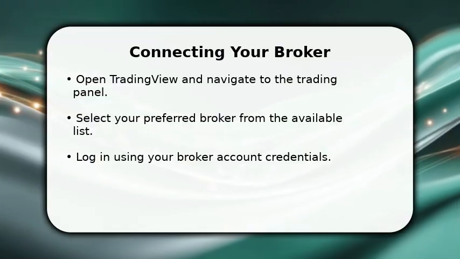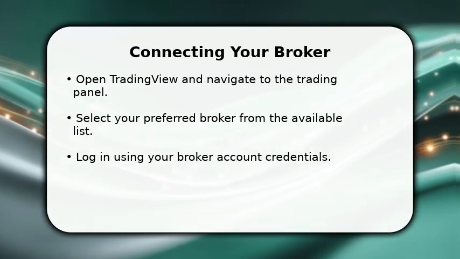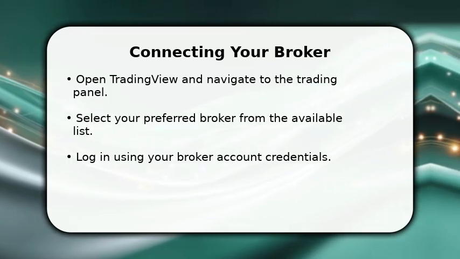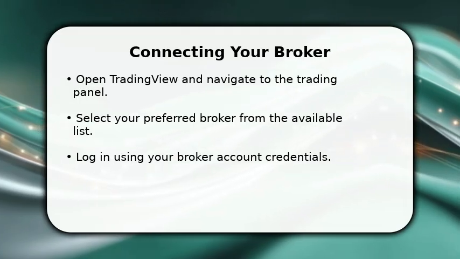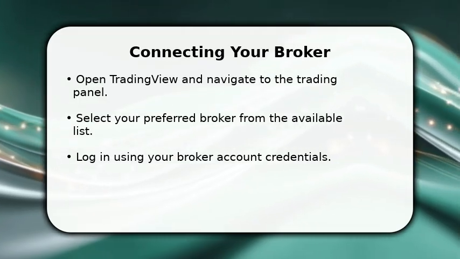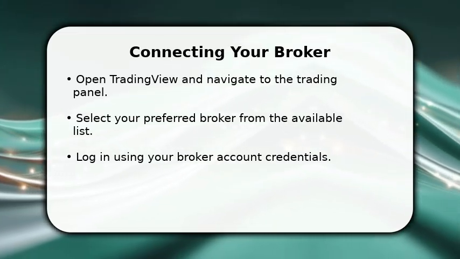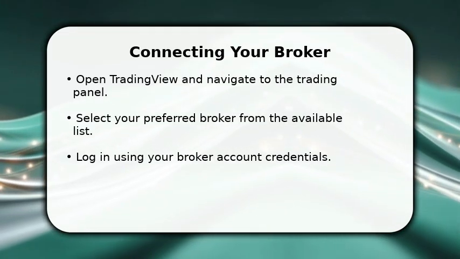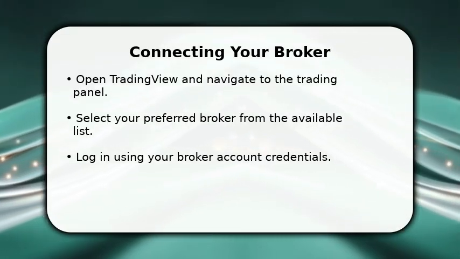In this video, I will explain how to connect a broker in TradingView. First, open your TradingView platform and locate the trading panel at the bottom of the screen. Click on the Broker tab, then choose your specific broker from the extensive list provided. You will then be prompted to enter your login details, typically your username and password, to securely link your trading account. This process usually takes less than 1 minute.